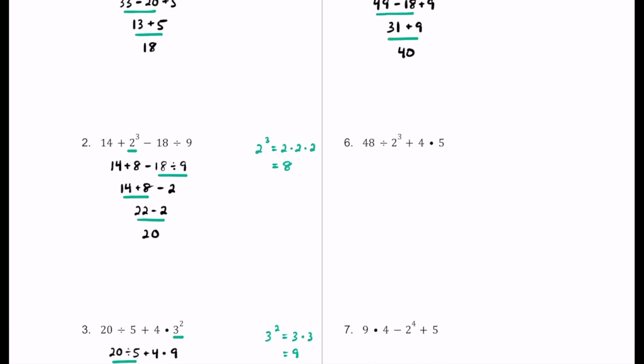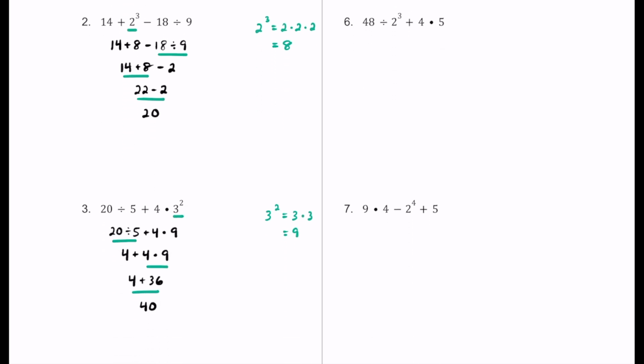All right, for number 6, we have division, an exponent, addition and multiplication. So this power is going to go first. This is 2 to the 3rd power, that's going to be 2 times 2 times 2. 2 times 2 is 4, and 4 times 2 is equal to 8.